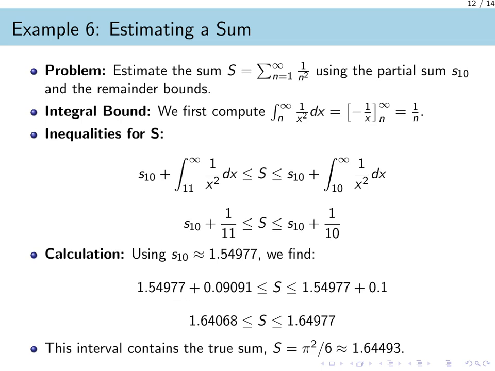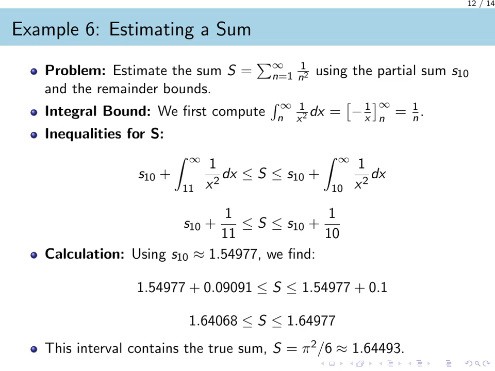Let us now apply the remainder bounds we just developed to estimate the true sum of a familiar convergent series. This example shows how the integral test gives us a practical tool for approximating an infinite sum with a known level of accuracy. We will estimate the sum of the series 1 over n squared using the partial sum of its first 10 terms, denoted S10.